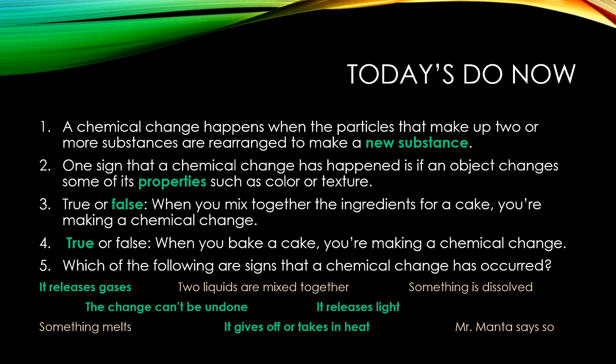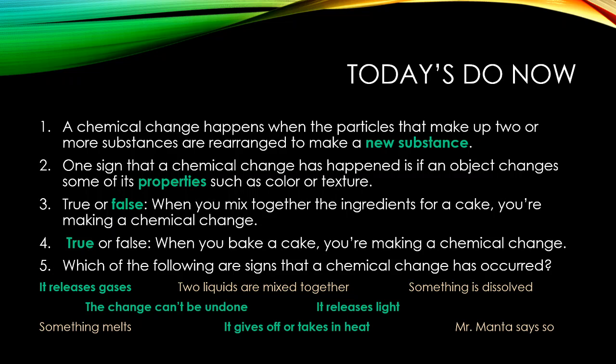The cake batter changes its properties from before and after you bake it. It goes from a liquid to a solid at room temperature. It changes its color, it creates a smell. These are all different properties that change that tell you that a chemical change happened. Number 3, true or false, when you mix together the ingredients for a cake, you're making a chemical change. That is false. At that point, when you're mixing together ingredients, all you're doing is creating a mixture. No chemical change has happened yet, and you could undo it. You could theoretically separate out the ingredients again, if you were smart about it.